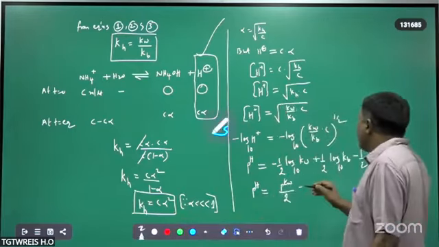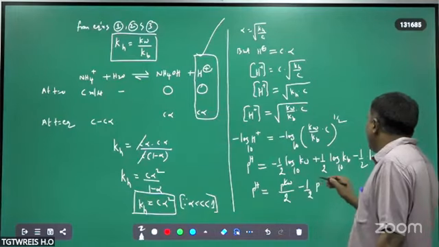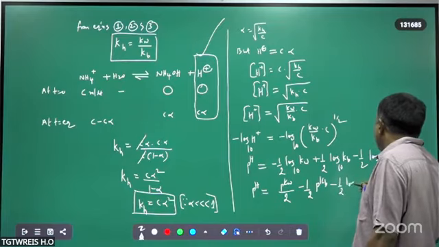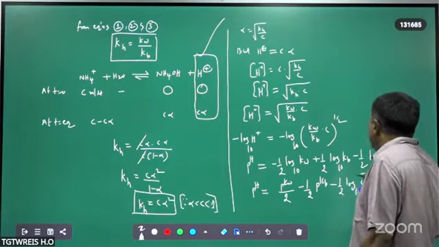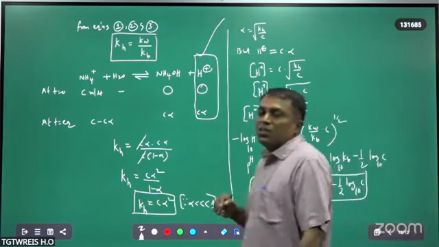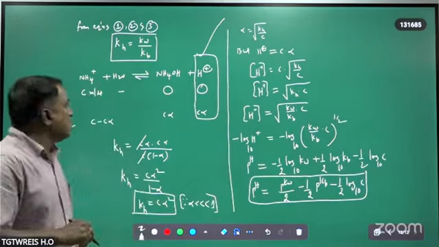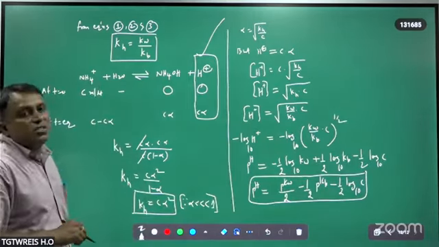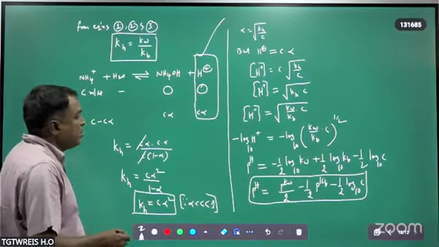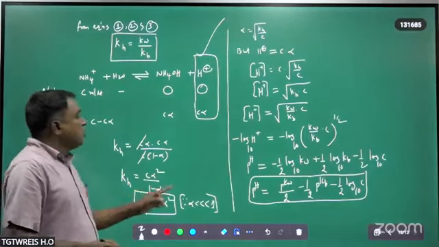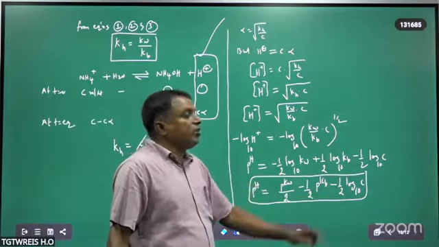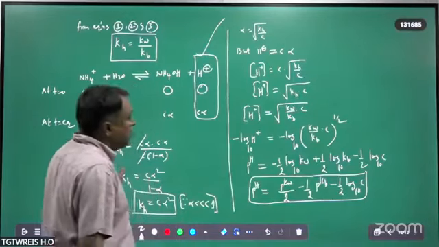So minus 1 by 2 pKb and minus 1 by 2 log C. This is the pH of a solution of a salt of a weak base and strong acid. Weak base and strong acid. So pH is equal to what? pKw by 2 minus 1 by 2 pKb minus 1 by 2 log C. So these are very similar.